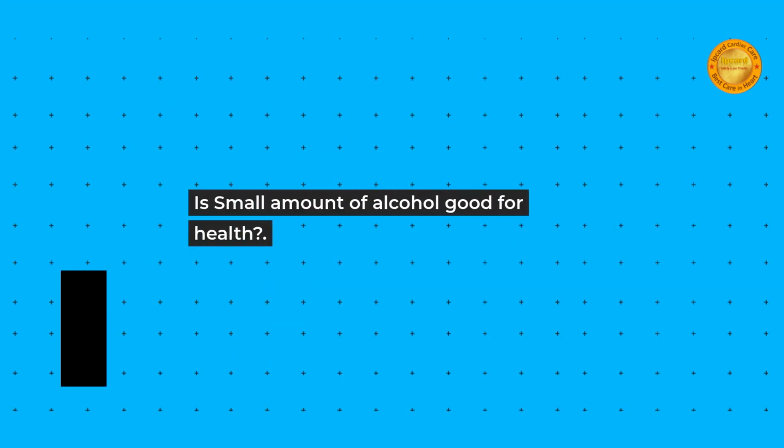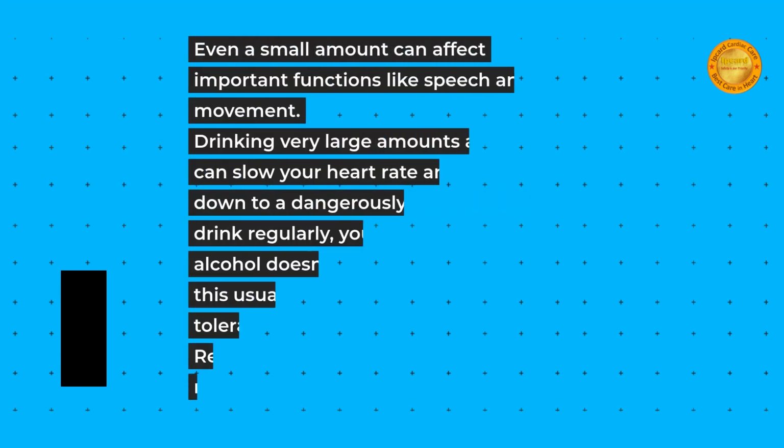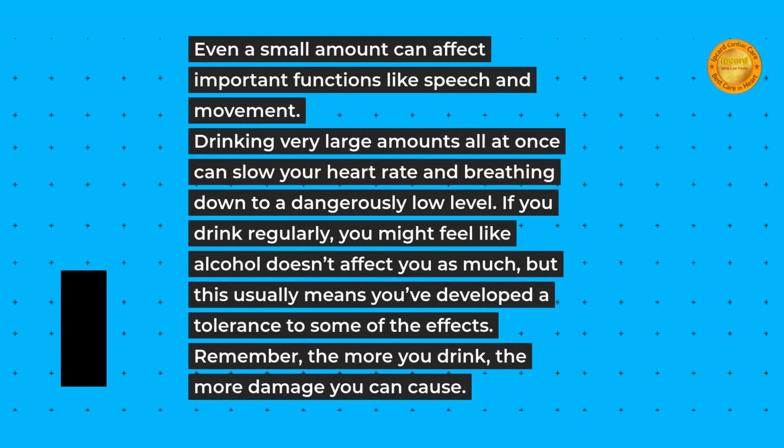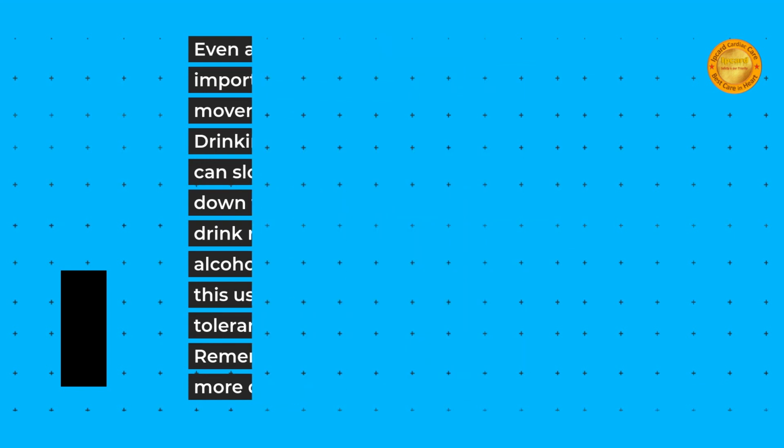Is a small amount of alcohol good for health? Even a small amount can affect important functions like speech and movement. Drinking very large amounts all at once can slow your heart rate and breathing down to a dangerously low level. If you drink regularly, you might feel like alcohol doesn't affect you as much, but this usually means you've developed a tolerance to some of the effects. Remember, the more you drink, the more damage you can cause.